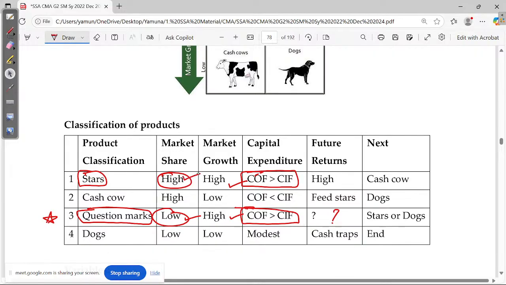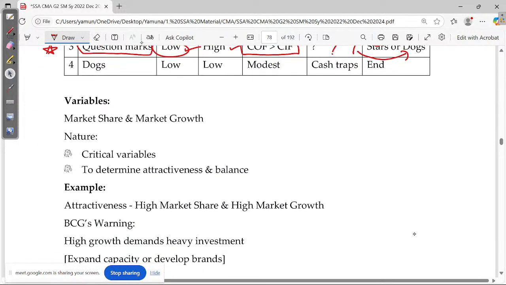But if your market share is high, then obviously your future return will be high. Then at the next level you'll be generating a lot and lot of cash. But still not an issue. Even though you're in the question mark position, you may become a star or a dog. A beautiful table. Okay. So for the remaining rest of the thing, you can just have a fast class.